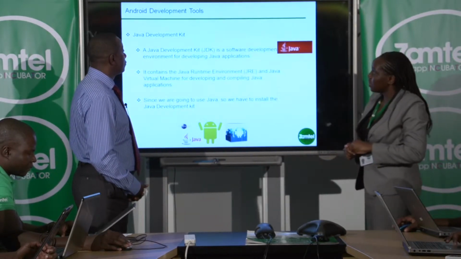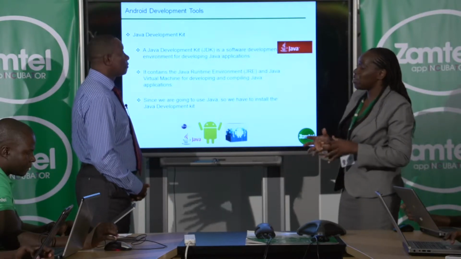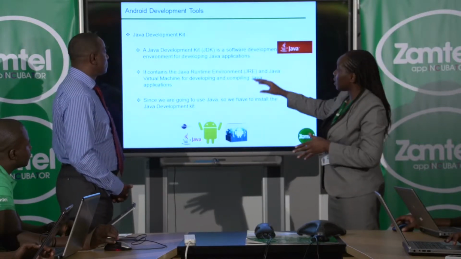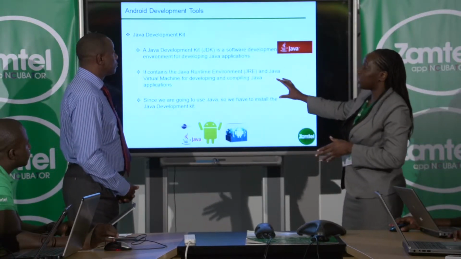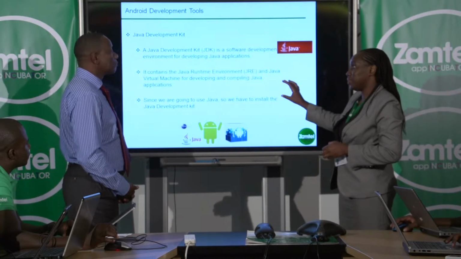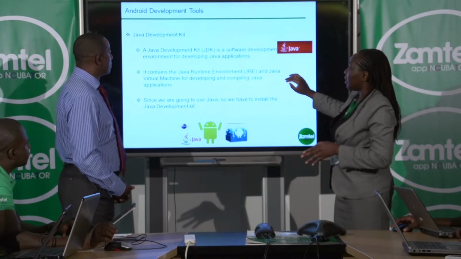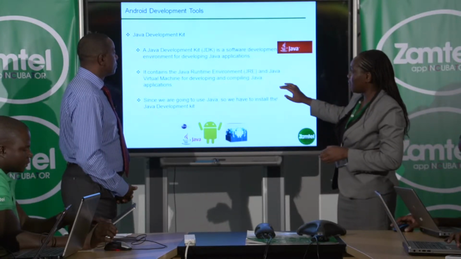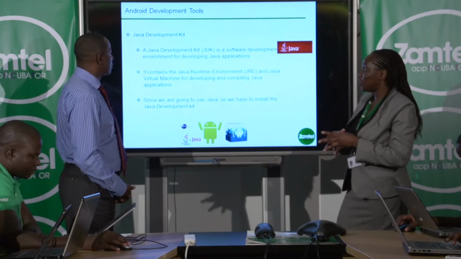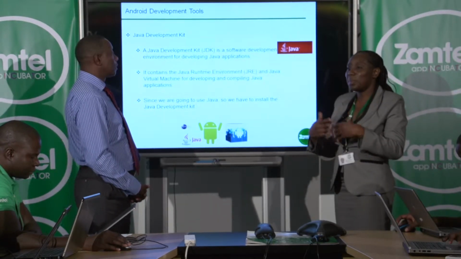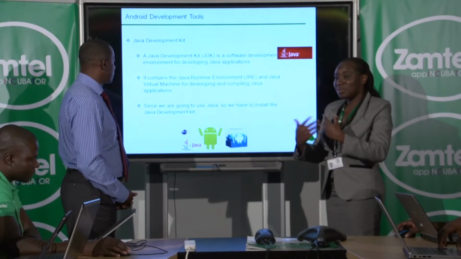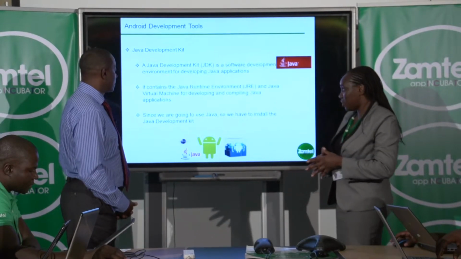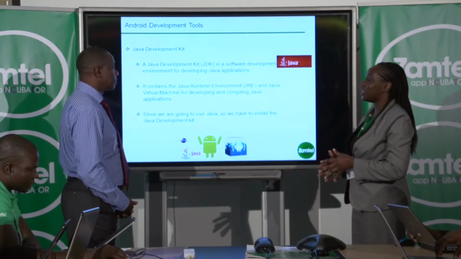The Java development kit is a software development environment for developing Java applications. And one of the prerequisites for developing in Android is that the developer has to know the Java language. That's very important. Then the JDK, or Java Development Kit, also contains the Java runtime environment and Java virtual machine for developing and compiling. Compiling is running the application, okay? And since we're going to use Java, we would have to install the JDK.